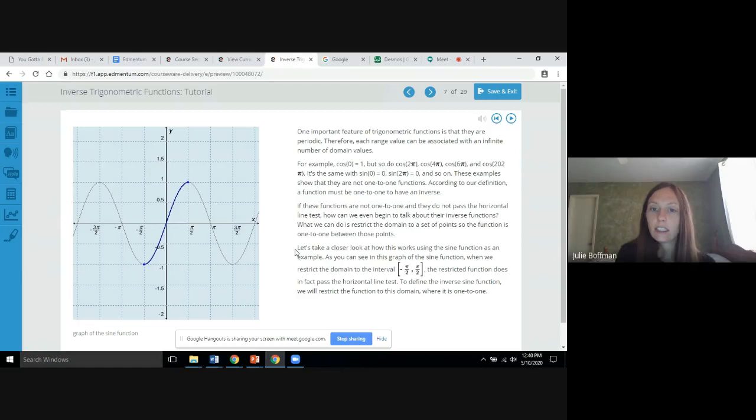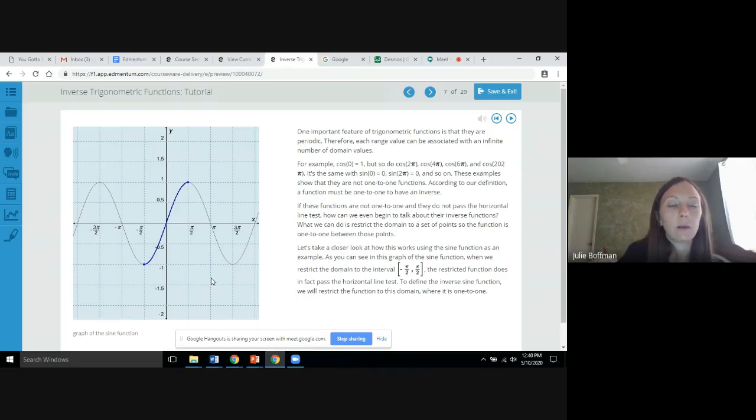So then down here it says, let's take a closer look at how this works using the sine function as an example. As you can see, the graph of the sine function, we will restrict the domain to just be negative pi over 2 to pi over 2. And the restricted function does in fact pass the horizontal line test.